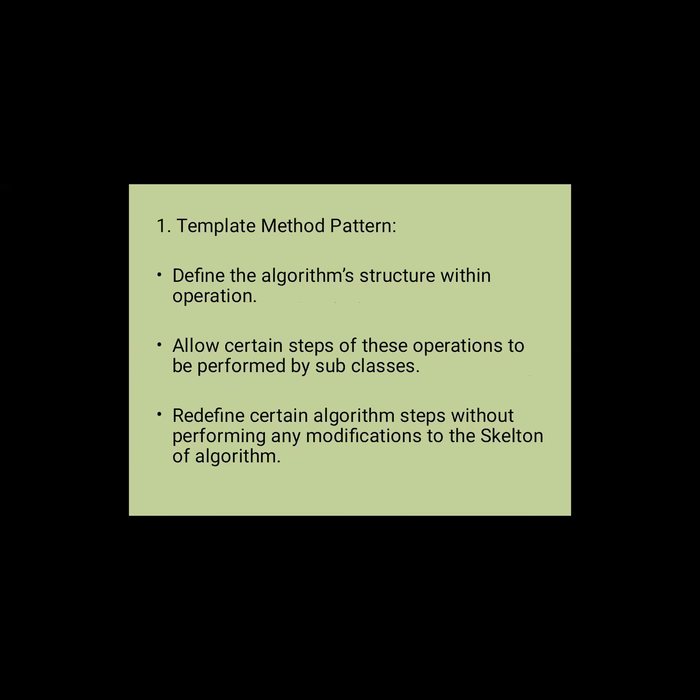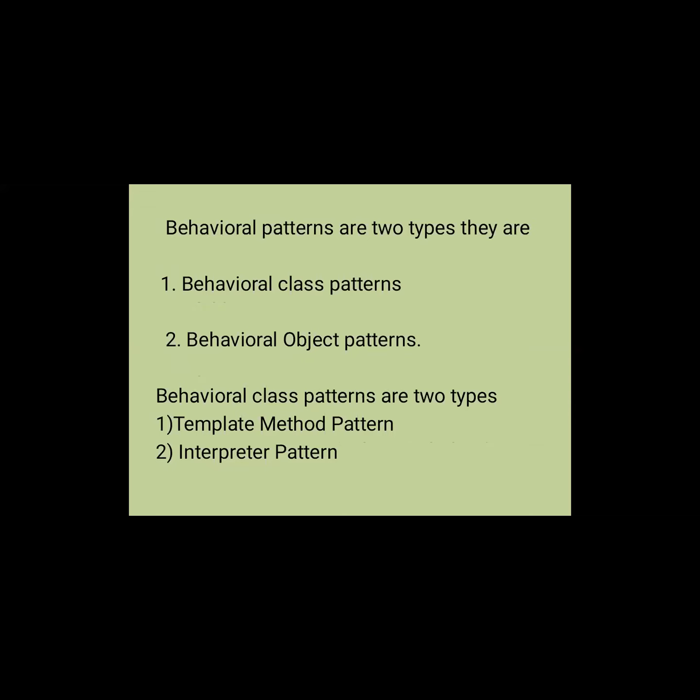Template method pattern: I think the name implies it. Define the algorithm structure within the operation, and allow certain steps of these operations to be performed by subclasses. Redefine certain algorithm steps without making any modifications to the skeleton of the algorithm. So here we are discussing two types of behavioral patterns: behavioral class pattern and behavioral object pattern. In behavioral class pattern, consider two types: template method pattern and interpreter pattern.